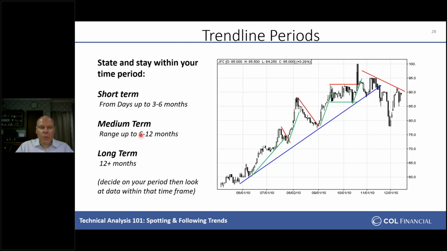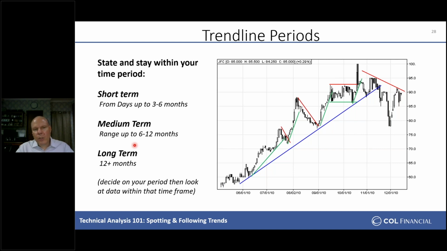If I'm looking at a 6 to 12-month point of view, then I can look at a longer trend given the context of the line that I have here. And if I'm looking at something over the long term or over 12 months, then I have to have a piece of data that is at least 12 months in my chart in order for me to draw a trend line of that particular nature.